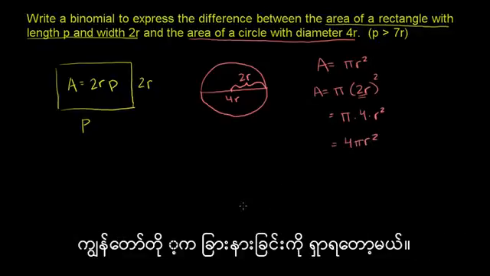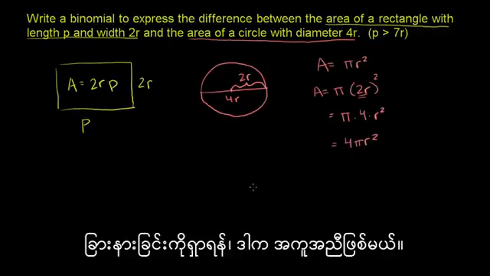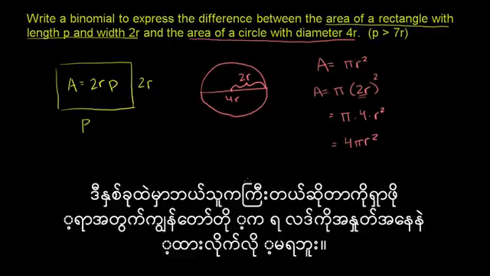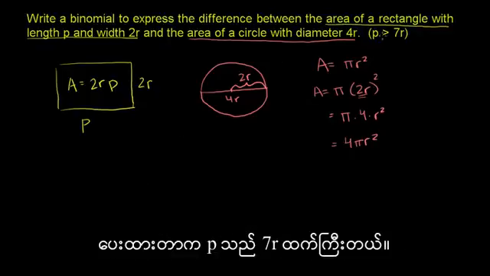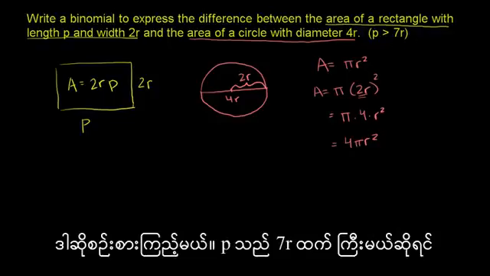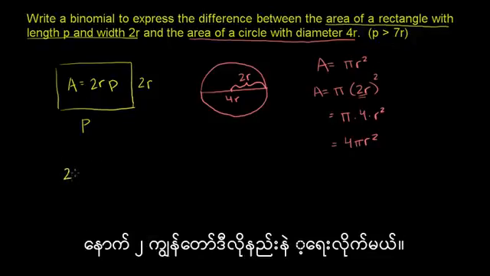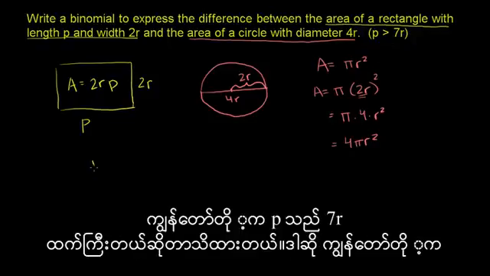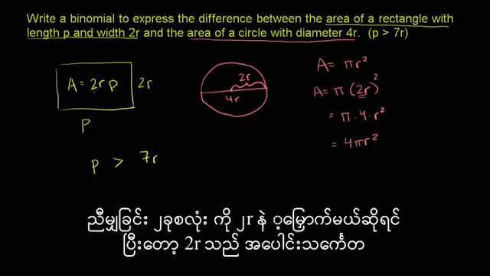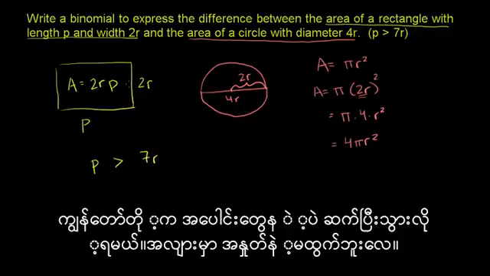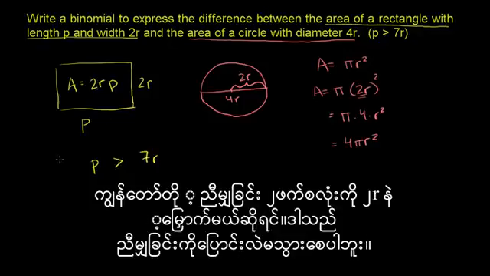And we want to find the difference. To find the difference, it's helpful, just so we don't end up with a negative number, to figure out which of these two is larger. So they're telling us that p is greater than 7r. If p is greater than 7r, then let me write it this way. We know that p is greater than 7r. So if we were to multiply both sides of this equation by 2r, and 2r is positive, we're dealing with positive distances, positive lengths, it shouldn't change the inequality.